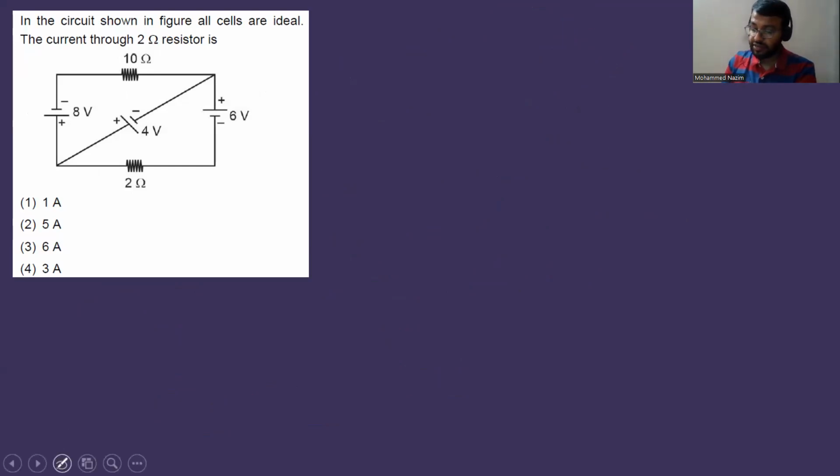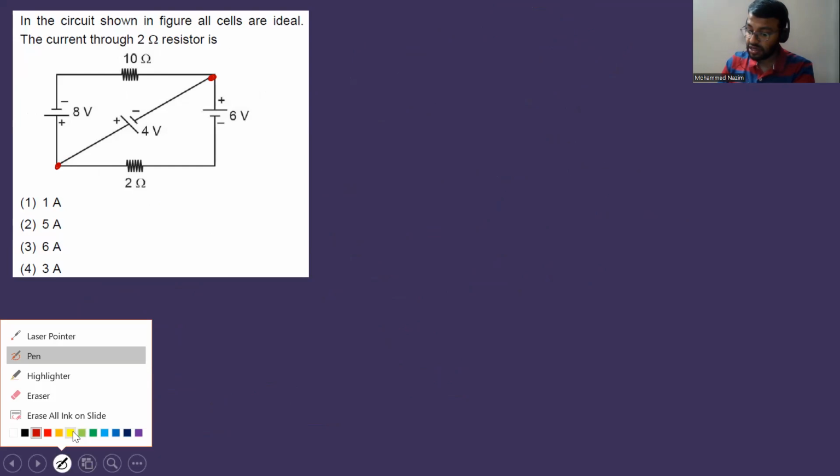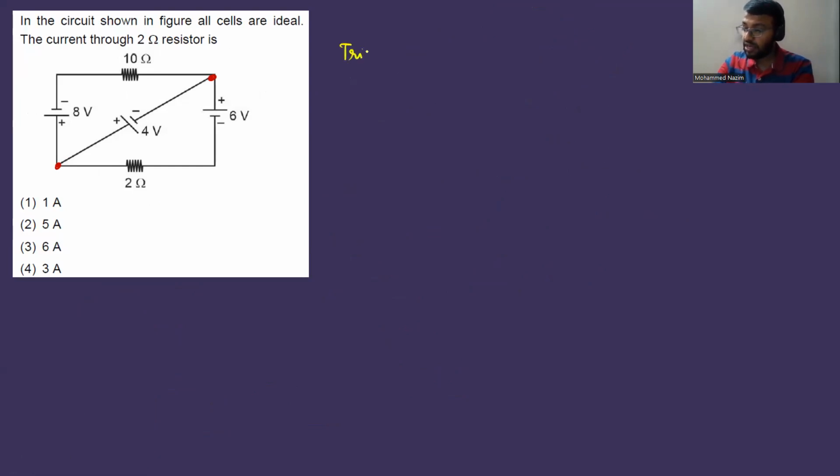For this kind of question, I'll give you a hint, a trick, so you can note it down. If you find one independent battery or independent cell in any branch, there should be one cell which is independent.